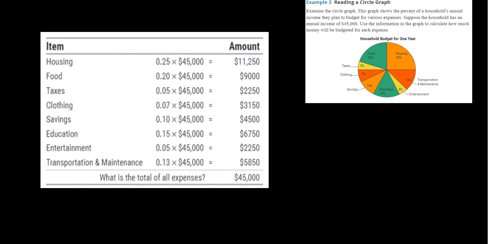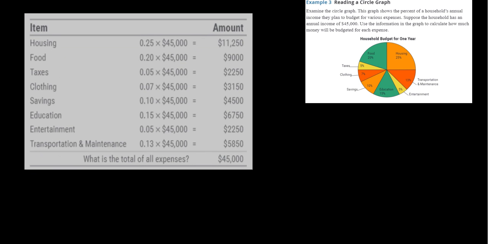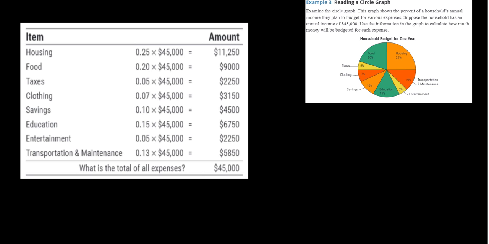Okay. So what we're doing here, again, I might have hand waved through that just a tad, I don't know. But it was wanting us to, suppose the household has an annual income of $45,000. It wants us to use this information in the graph. Now, this graph doesn't have things broken down into dollars. It has things broken down into percentages. And it was wanting us to break it down into dollars in the problem. And all you do is take the percentage, right?